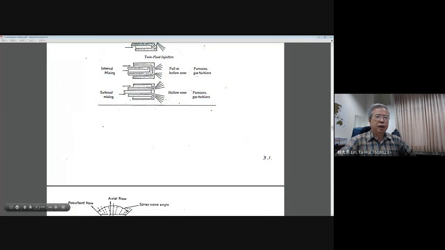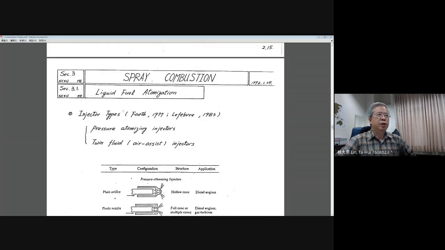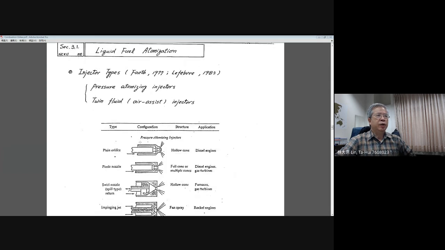Actually, we start chapter 3, and chapter 3 will relate to spray combustion. Section 3.1 is where we will discuss liquid fuel atomization, and you can check this kind of information in the books from Faeth in 1977 or from Lefebvre in 1983. And actually, they may have a new edition. You may check it. These two books are very classical ones to give you more understanding about spray atomization and also combustion. Okay.